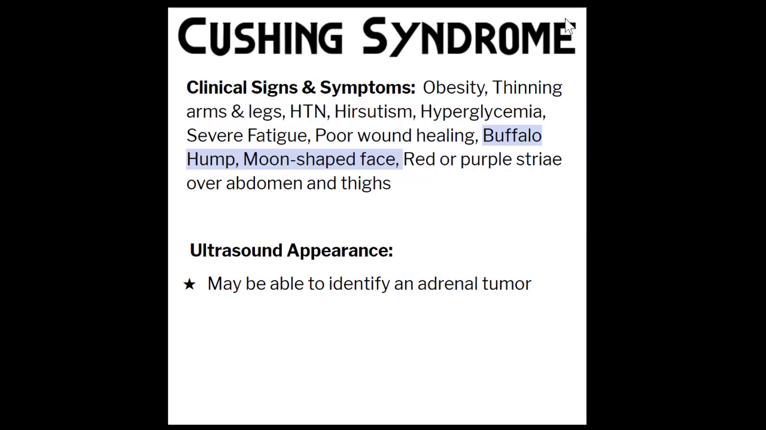The symptoms that we see then all have to do with too much of that cortisol being in the body. Excessive cortisol causes many symptoms, including obesity, thinning arms and legs, high blood pressure, hirsutism, which is excessive hair, high blood sugar, severe fatigue, poor wound healing, a buffalo hump, moon-shaped face, and red or purple striae over the abdomen and thighs. You can think of Cushing syndrome as adding extra cushion to the body with the extra fat. On ultrasound, we may or may not be able to see an adrenal tumor.